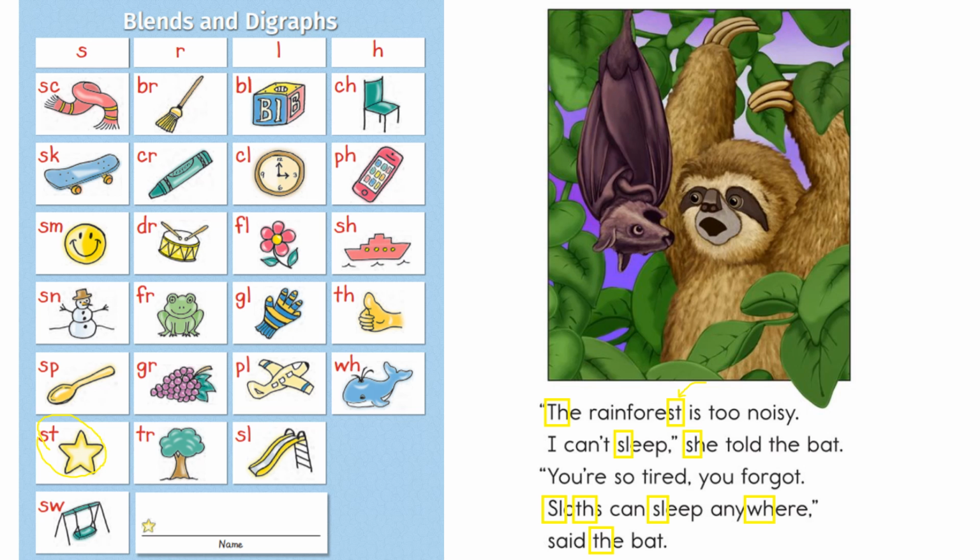The rainforest is too noisy. I can't sleep, she told the bat. You're so tired you forgot. Sloths can sleep anywhere, said the bat.